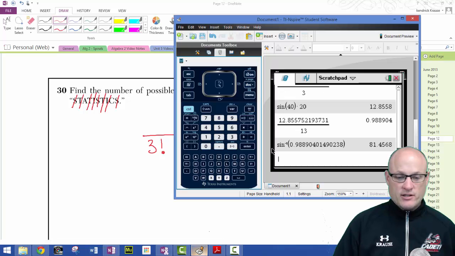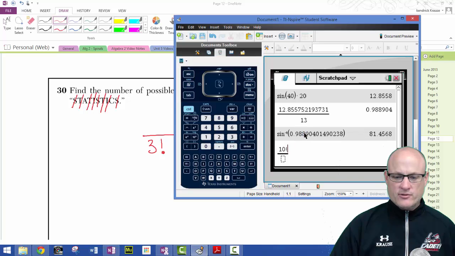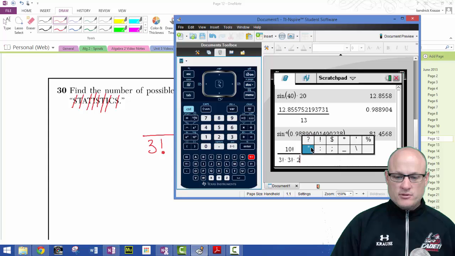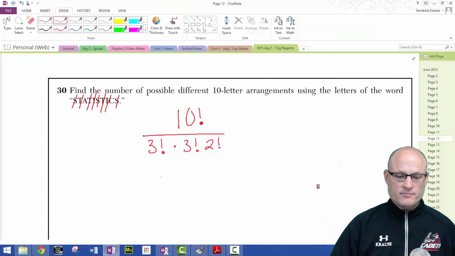So I bust out the calculator. I'm going to do control division, 10 factorial over 3 factorial times 3 factorial times 2 factorial, and we get 50,400. So 50,400.